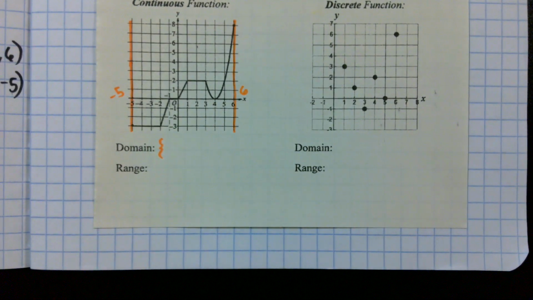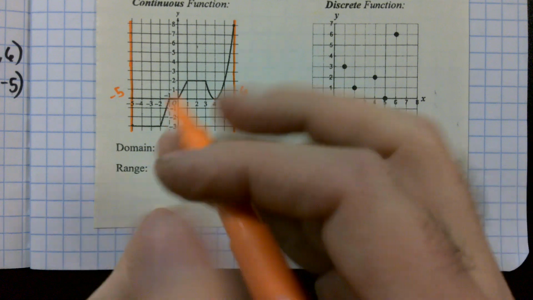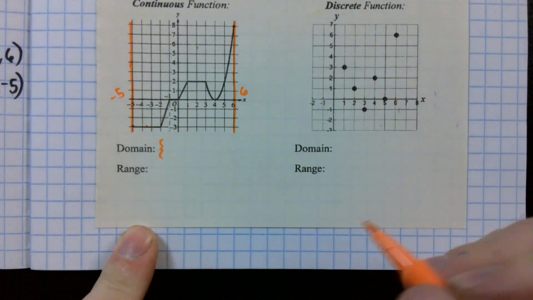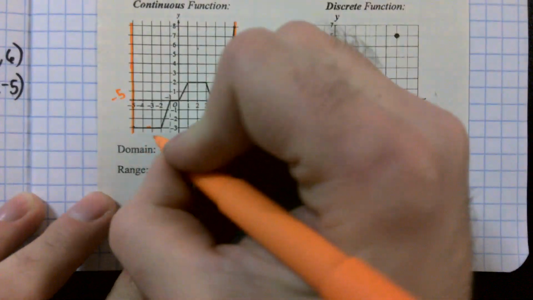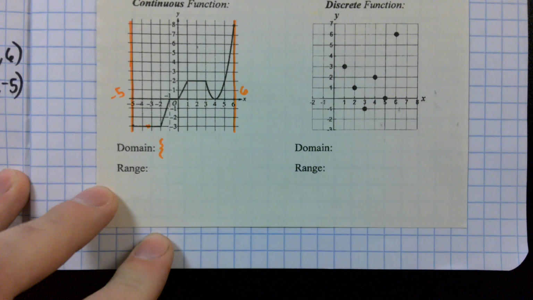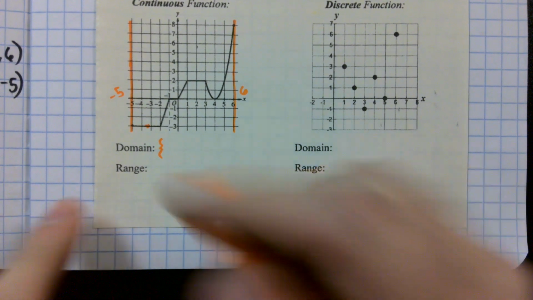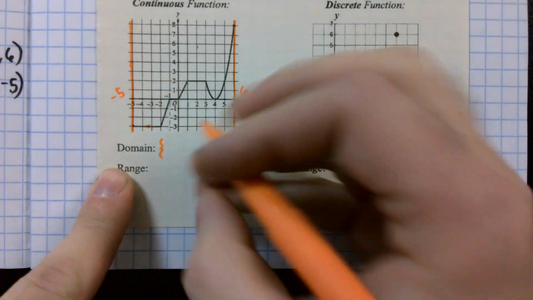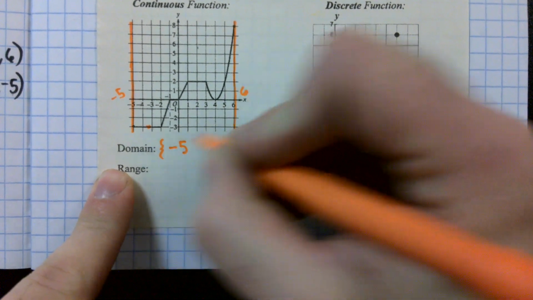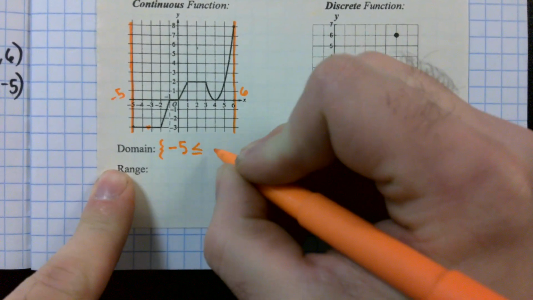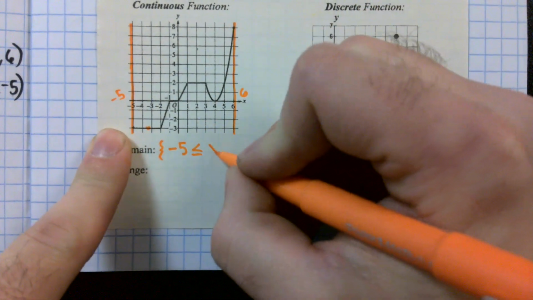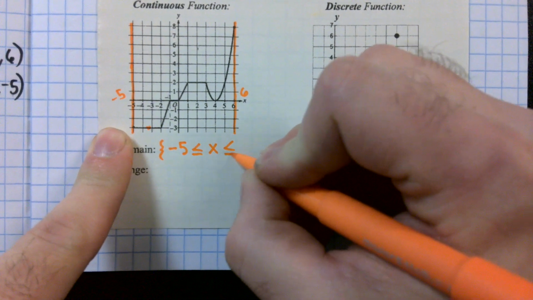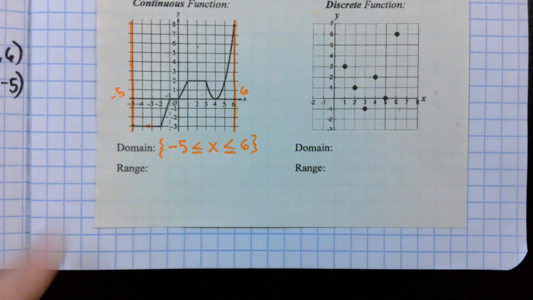Because this function can accept more than just -5, -4, -3, -2. I could also find a point in here, -3.5. I could splice it again, -3.25, -3.15, -3.10658, right? It's an infinite number of points on this line. So the domain is from -5 less than or equal to X, right? Because it can equal -5. X less than or equal to 6.